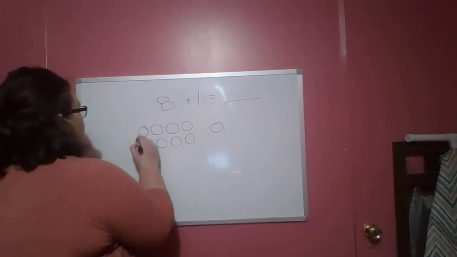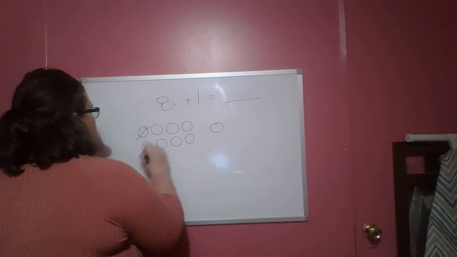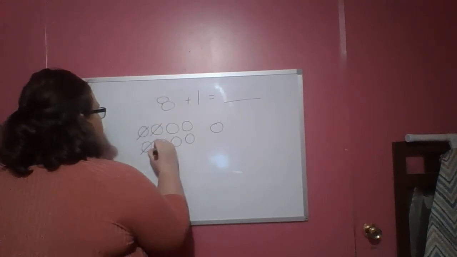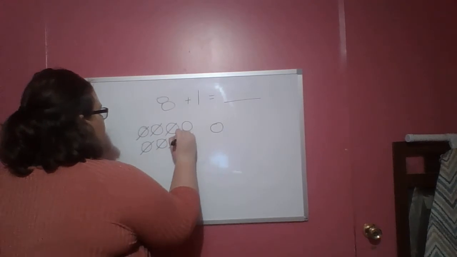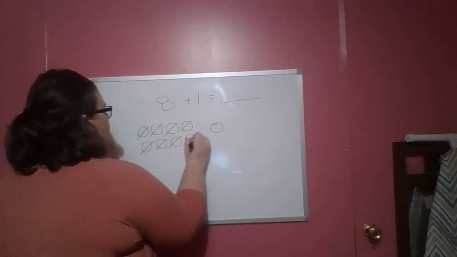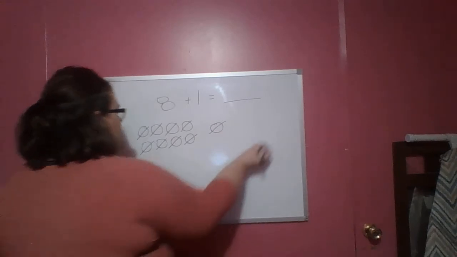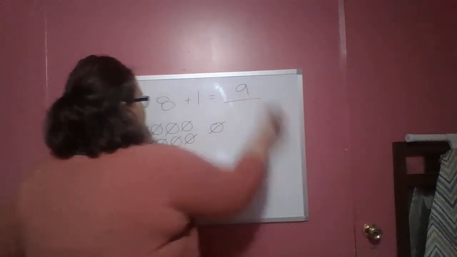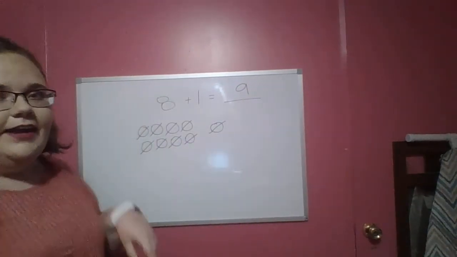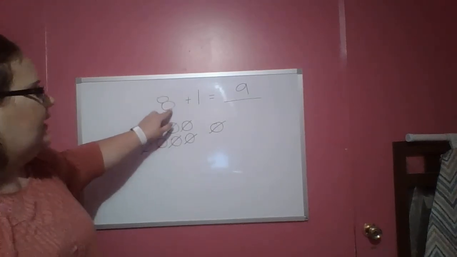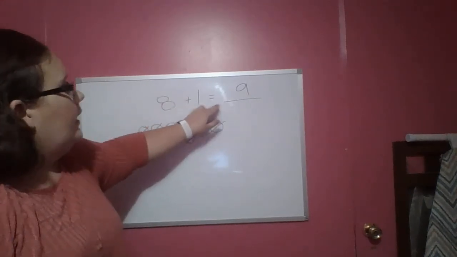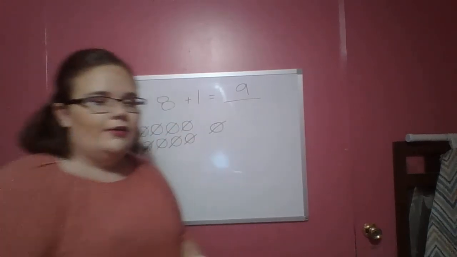So count with me. We have 1, 2, 3, 4, 5, 6, 7, 8, 9. So our answer is 9. So read the equation with me. We have 8 plus 1 equals 9. All right.